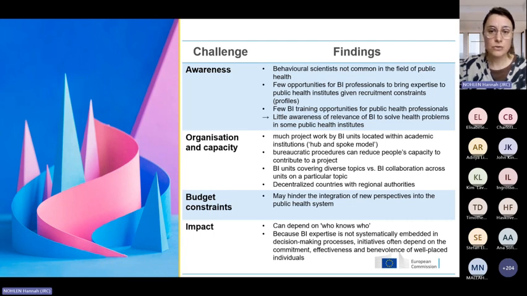Due to some of these constraints, the impact that we could have sometimes depends on who knows who. So it really depends on the individual, on the one hand, on the BI expert and their ability to be an advocate for behavior insights and for the behavioral science approach, but also the benevolence of well-placed individuals.